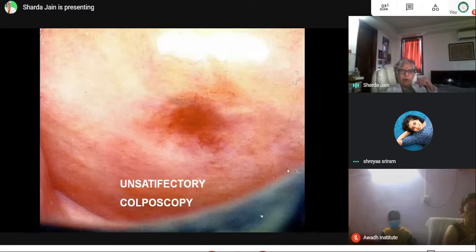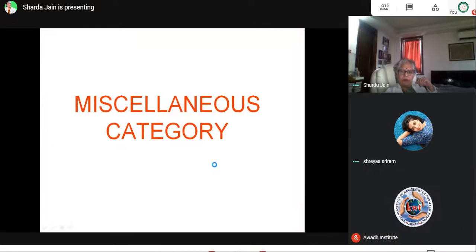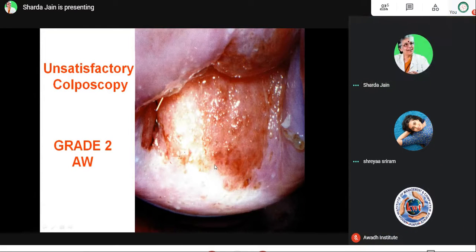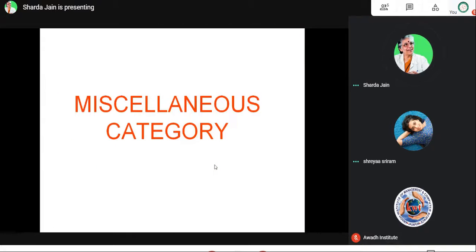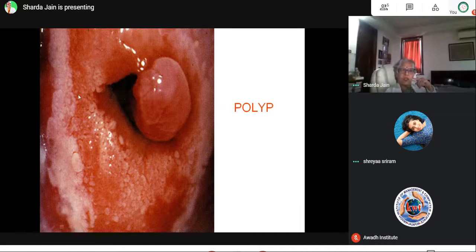Here you can see a menopausal patient. Half of the active cervix has gone into the endocervical canal. Again, the whole cervix cannot be seen. Unsatisfactory. In miscellaneous, we will talk about punctation and mosaicism tomorrow, but this is a polyp you can see here.